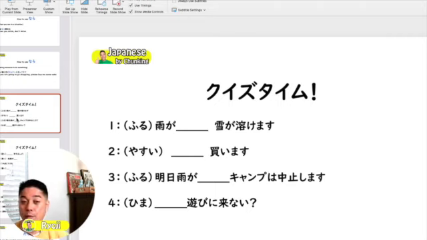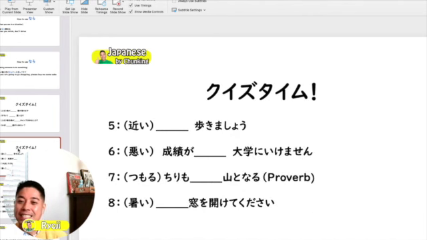Okay, so I'm gonna go over to question number 5. If you need more time, you can pause this video and think about the answers. Okay? Question number 5. 近い。近い means close. It's close to like somewhere. 歩きましょう。Question number 6. 悪い。悪い means bad.